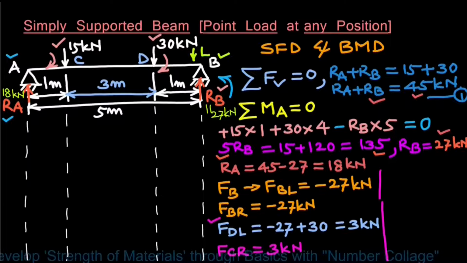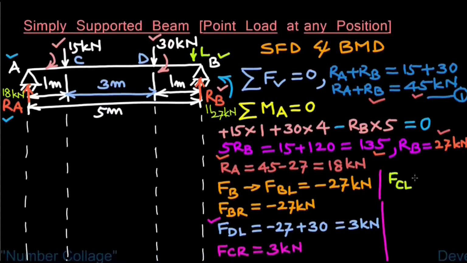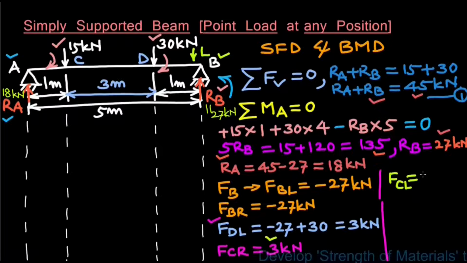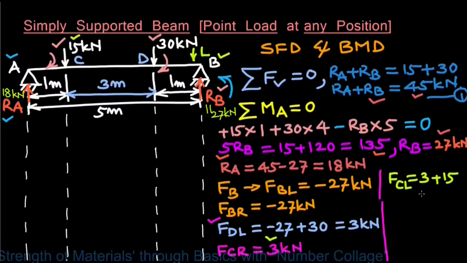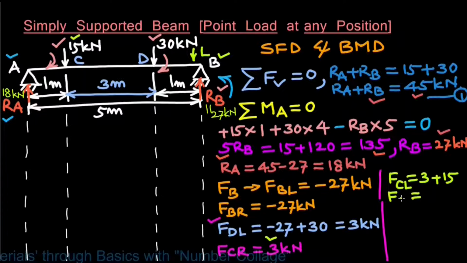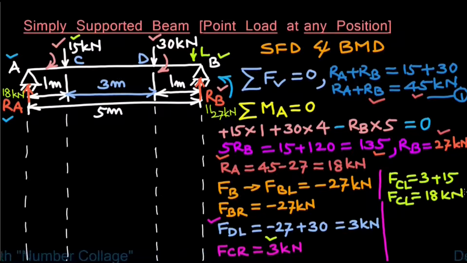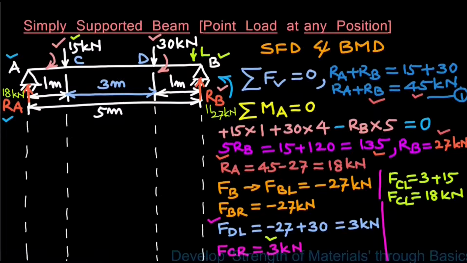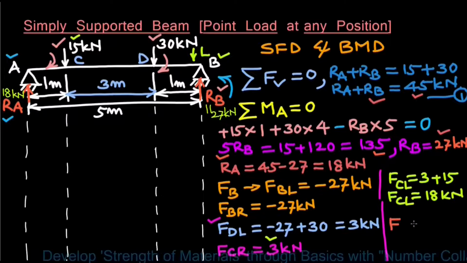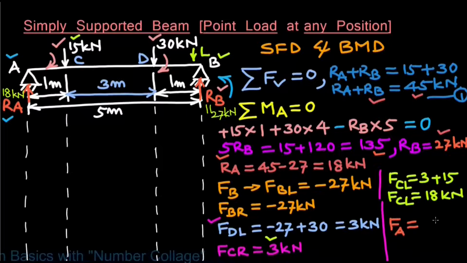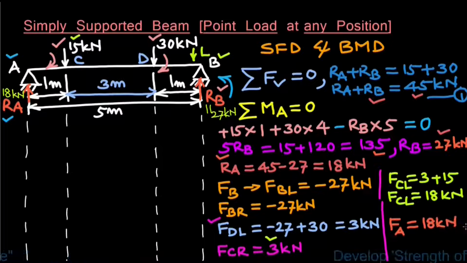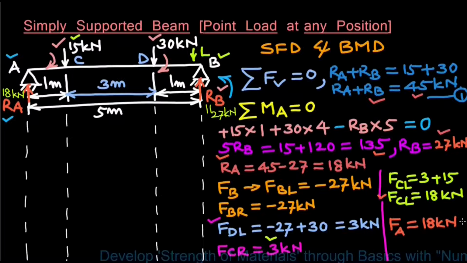Next, shear force to the left of point C will be equal to this 3 kilonewton plus 15 kilonewton point load acting downwards. So that will be FCL equals 18 kilonewton to the left of point C. And finally, shear force at point A, FA, will be same as the reaction RA, which is 18 kilonewton. Or since there is no loading between points A and C, the value of FA will be same as the value of FCL, that is 18 kilonewton.